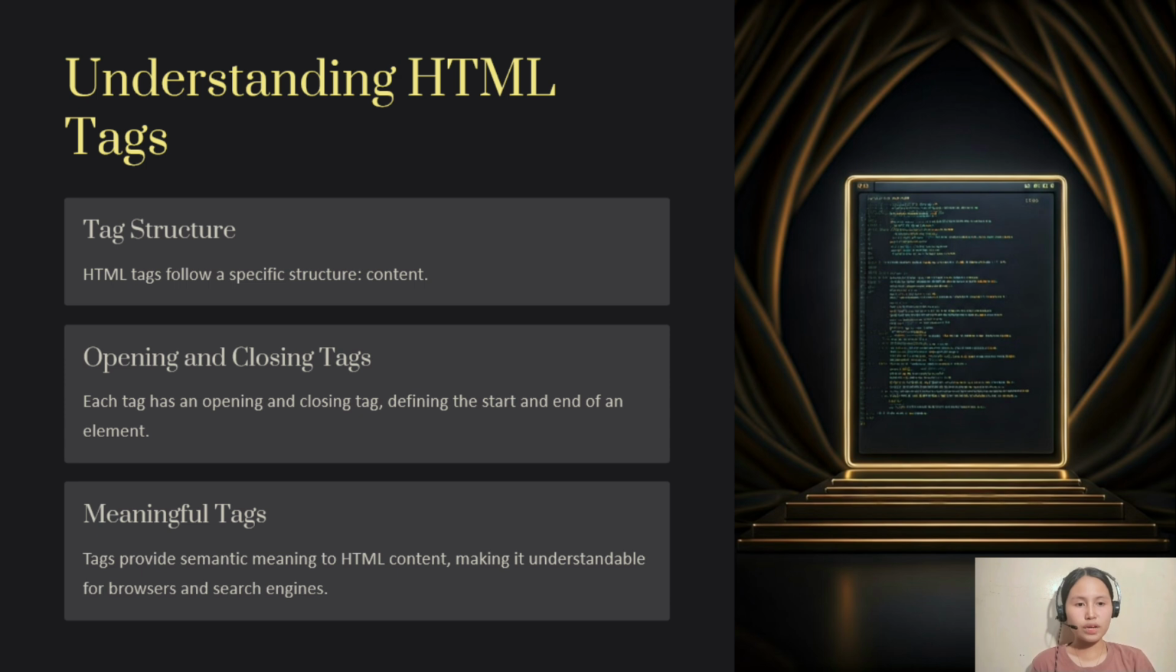Then let's proceed to understanding HTML tags. The first one is tag structure. HTML tags follow a specific structure. The second one is opening and closing tags. Each tag has an opening and closing tag defining the start and the end of the element. The third one is meaningful tags. Tags provide semantic meaning to the HTML content, making it understandable for browsers and search engines.